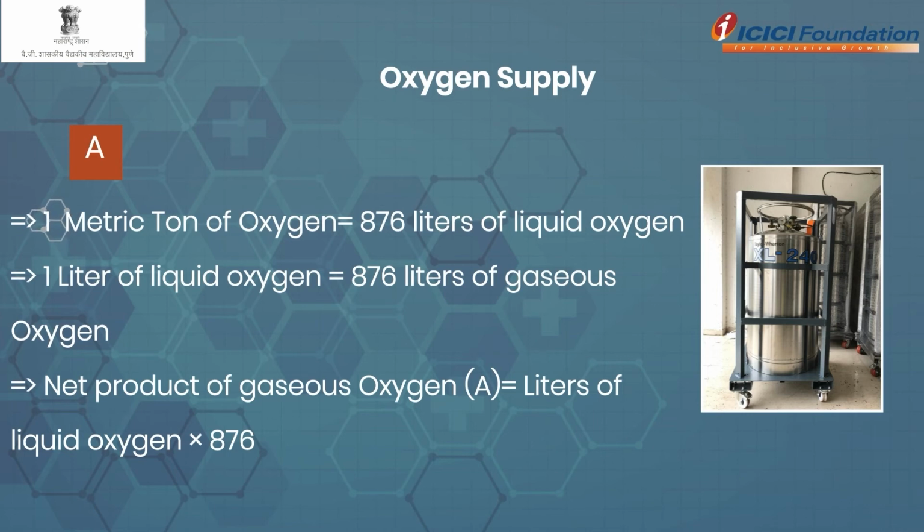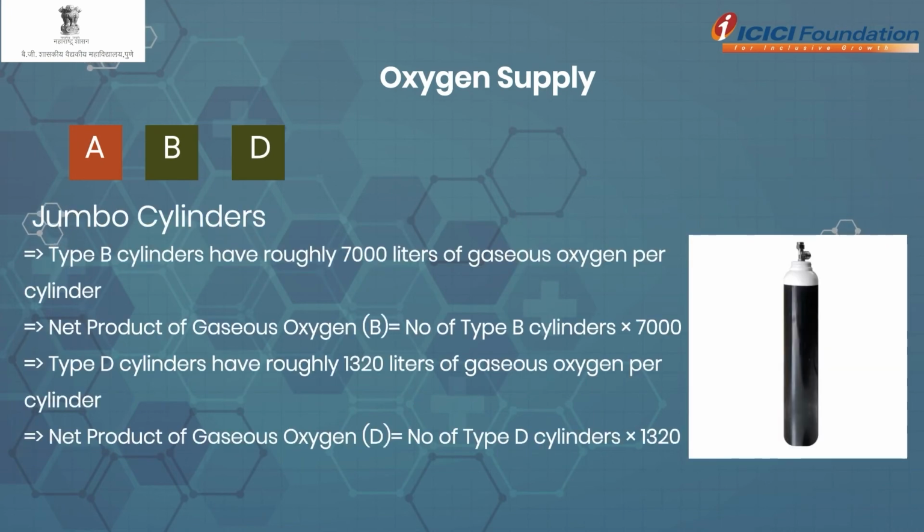Secondly, coming to jumbo cylinders, type B cylinders which we are using for manifolds have roughly 7000 liters of gaseous oxygen per cylinder. So net product of gaseous oxygen through this cylinder will be number of B cylinders into 7000. Coming to the next cylinder, that is type D cylinder, which has roughly 1320 liters of gaseous oxygen per cylinder. So net product from D cylinders will be number of D cylinders into 1320. So this is the second supply. So A, B and D.